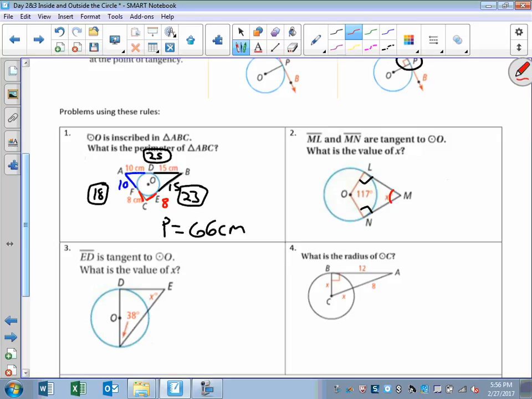So we've got a four-sided shape, and from our last unit, we know that four-sided shapes have to equal 360. So to find x, it's going to be 360 take away the angles that we know. So it's 360 minus 90, minus 90, minus 117. So x is going to be equal to 63 degrees.